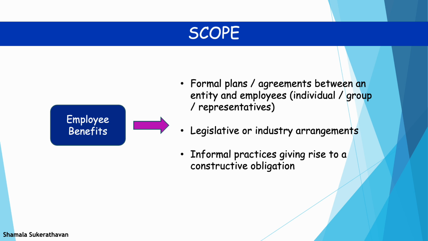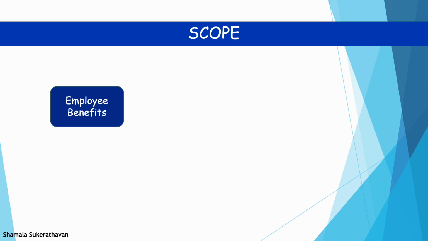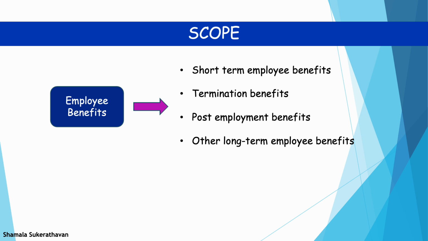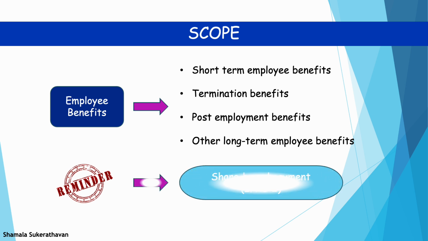employee benefits. Employee benefits within the scope of IAS 19 include short-term employee benefits, termination benefits, post-employment benefits, and other long-term employee benefits. Please be reminded, employee share-based payment schemes are not within the scope of IAS 19. These are within the scope of IFRS 2 share-based payment.